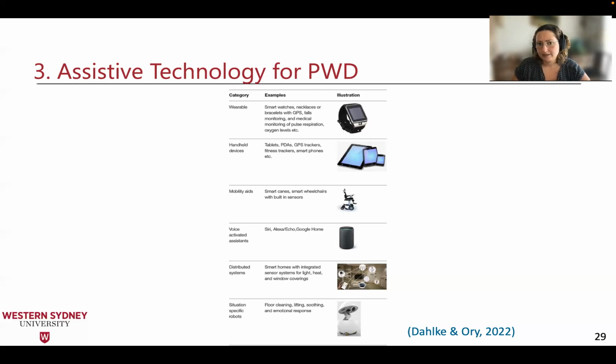You've got handheld devices, tablets, GPS trackers that are handheld, fitness trackers, smartphones, all the rest. And handheld devices play a bigger role in terms of cognitive training, different games that people can play, reminders, scheduling, alarms, those types of things. We also then have mobility aids. So people in wheelchairs with built-in sensors. There are some wheelchairs where if the person falls off the wheelchair, it will spark a sensor, call emergency services, whatever it might be.